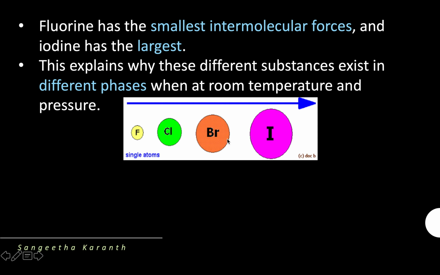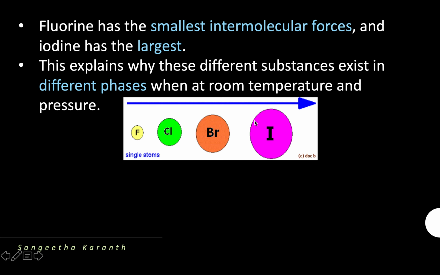Bromine has a larger size compared to chlorine and fluorine. As the size increases, the intermolecular forces also increase. Since the size is larger, the intermolecular force of attraction is also more. So the molecules are slightly closer to each other. If they are close to each other, then obviously it should exist as a liquid.